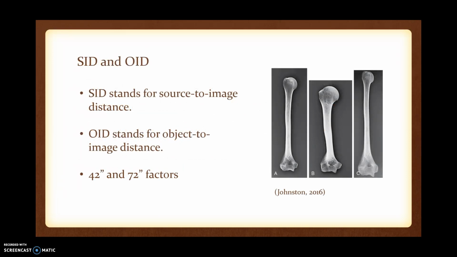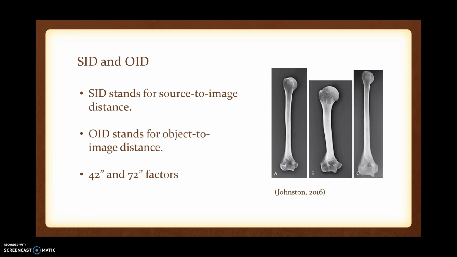So for SID and OID, so source to image distance, chest x-rays are taken at 72, abdomens usually at 42. The reason is we want to stay as true to the body of interest as possible. It's not going to be perfect, but we're going to try to stay as much as we can. Because if you look at these three images on the screen right here, we have our regular bone, regular sized, then we have one that's shortened and one that's elongated. And this has to do with SID as well as OID.